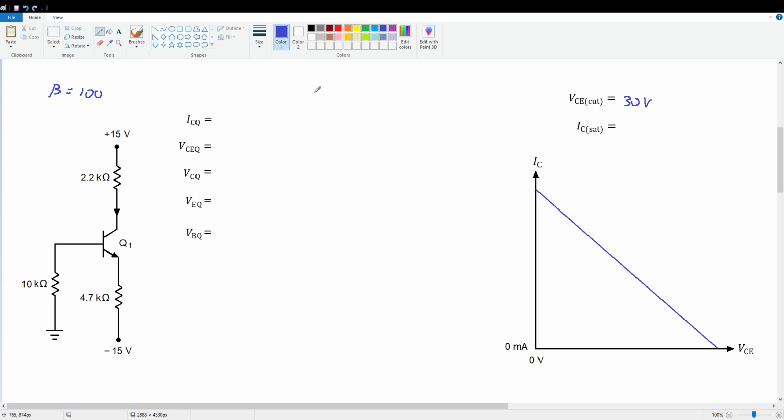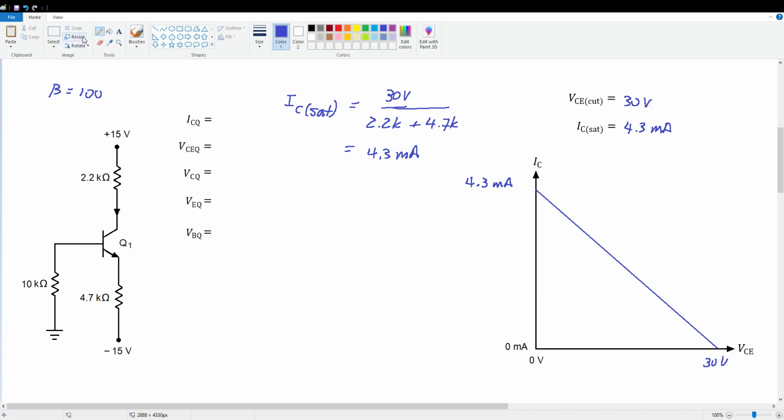All right, the collector saturation current, IC sat, is equal to VCC plus VEE, 30 volts, divided by RC, 2.2K, plus RE, 4.7K. Crunching through these numbers, what do we get here? About 4.3 milliamps. So let's record that here, 4.3 milliamps, and I'll write them on my load line here as well. 4.3 milliamps IC SAT, 30 volts for VCE cutoff.